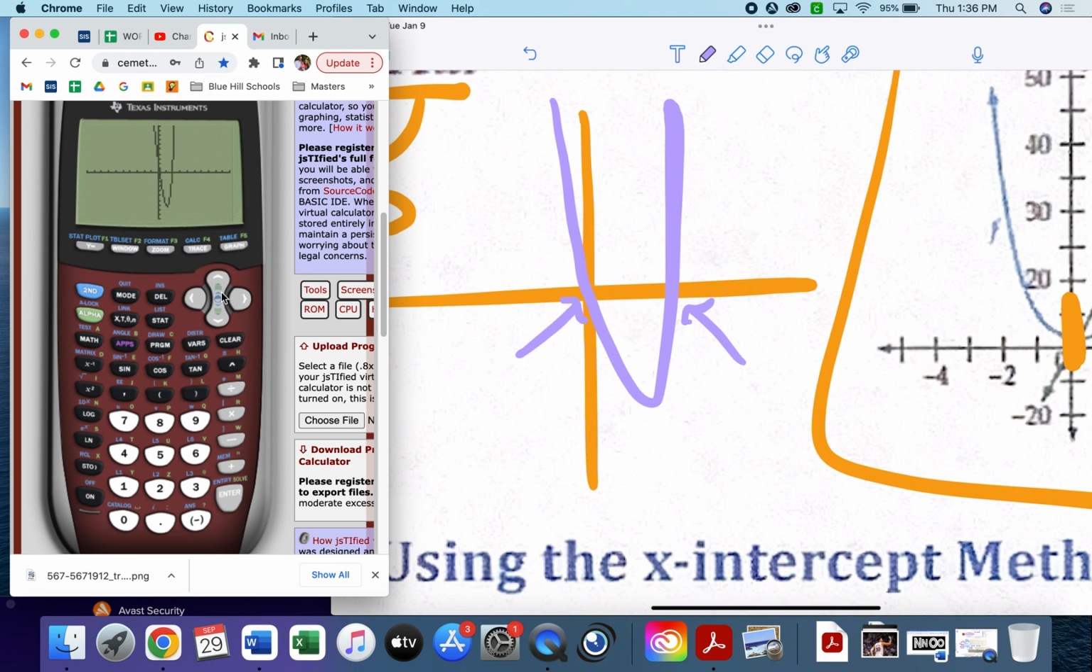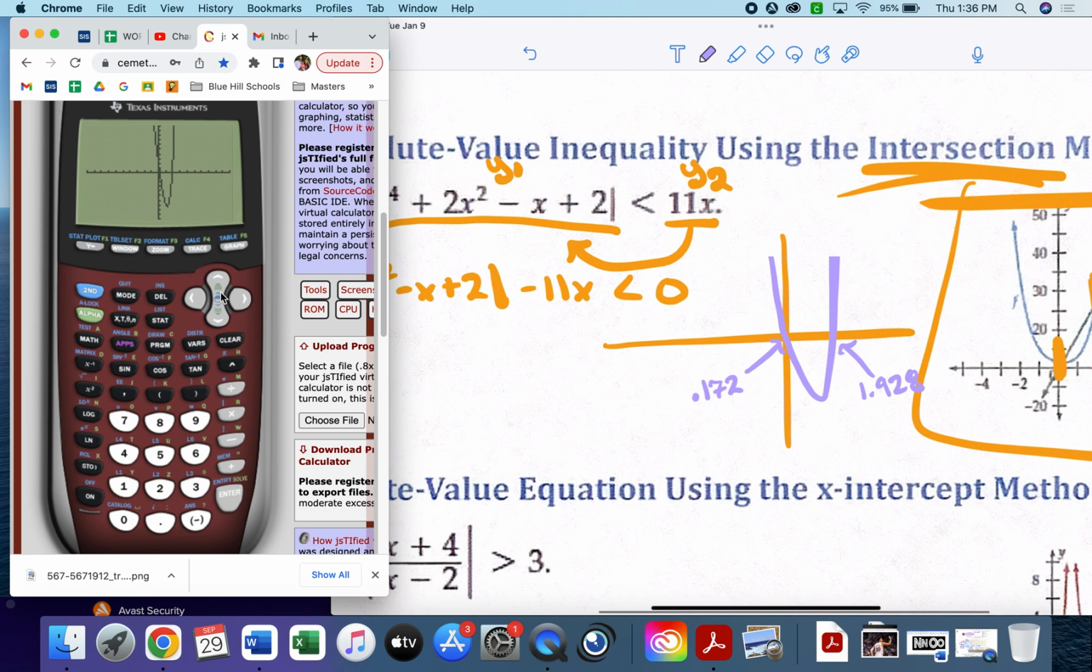So if we zoom, is that on 0? No? What is it? 0.172. 0.172. Okay? What's the other one? You guys can zoom faster than me. 2.5, call it. 2.6, call it. 2.6. I don't like eyeballing it. 1.928. 1.928. Okay, great.